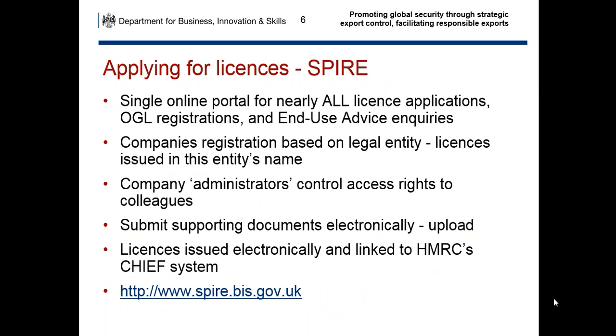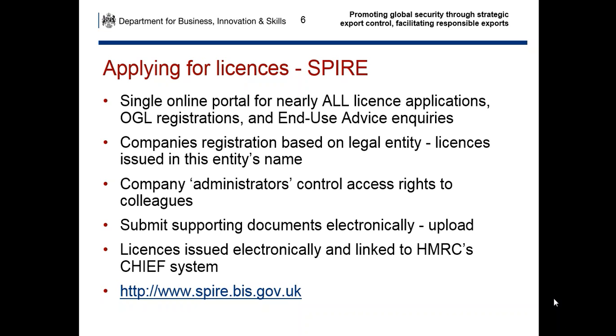To apply for an export license, you need to open a SPIRE account. SPIRE is a bespoke database providing a single end-to-end licensing system. For those who signed up for the first 2 webinars, you will remember that SPIRE has many applications. It can be used for license applications, open general export license registrations, for applying for MOD F680 authorizations, and it also gives you access to the control list search tool and the end user advice service.